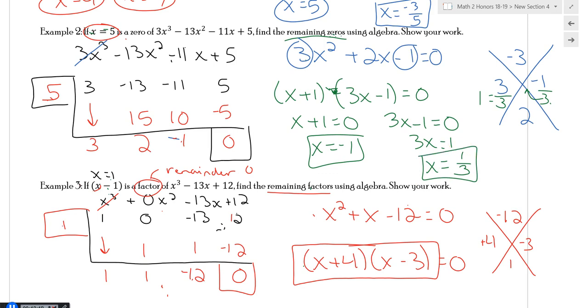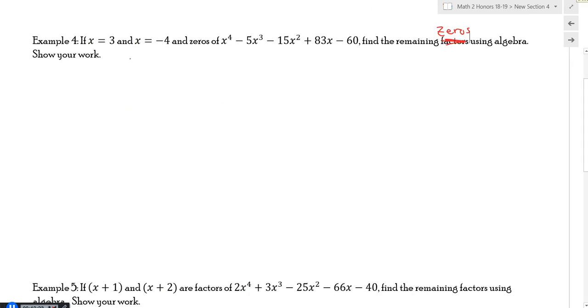And x equals 1/3, solving those. Okay, go ahead and turn the page. We're now looking at example 4. We have if x equals 3 and x equals negative 4 are zeros.